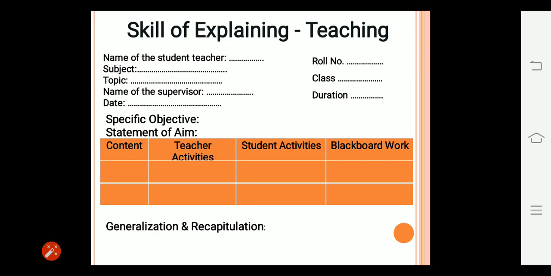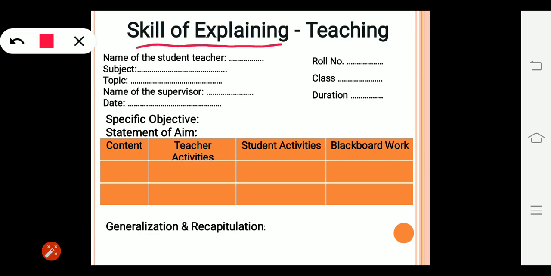Here is the format of micro lesson on your screen. On the top, you have to write the name of the skill, that is skill of explaining. Since the micro lesson is for teaching phase, after the name of the skill, put a hyphen and write teaching as shown in the slide.